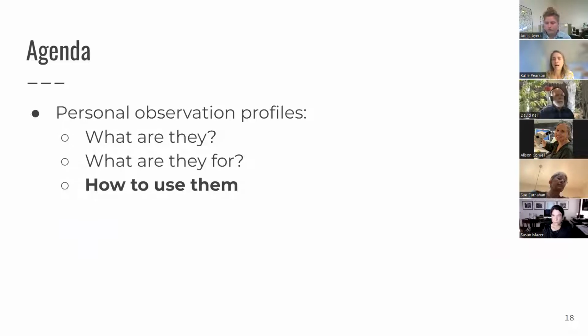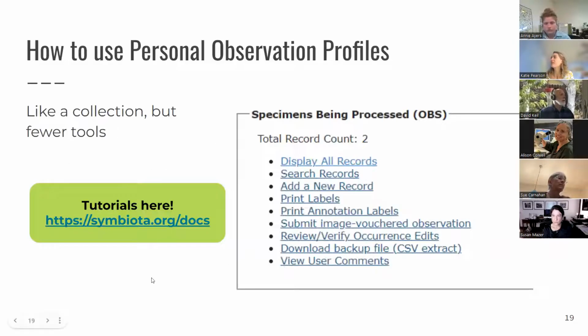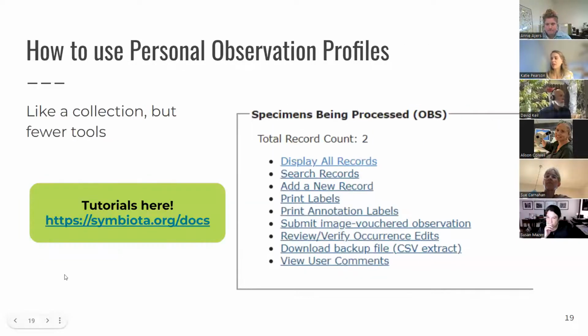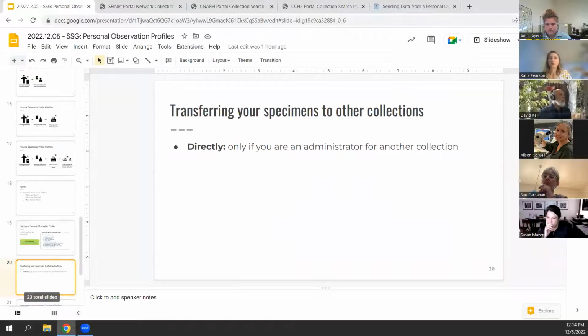All right, so how do we use these personal specimen observation profiles in practice? Well, you use them almost just like a collection. There are fewer tools, but there are still quite a few useful tools available in this type of collection. Let me go ahead and open that up and just show you what those tools are.